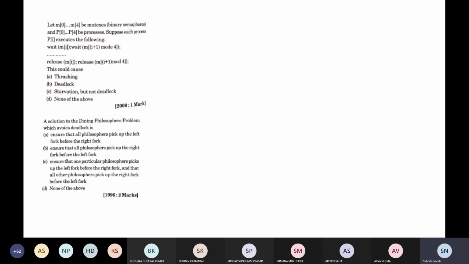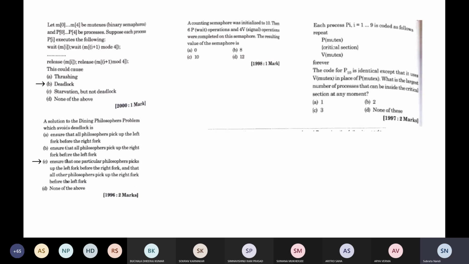C. So to ensure that one particular philosopher picks up the left fork before the right fork, and that all other philosophers pick up the right fork before the left fork. So just one of them should pick up the forks in a different order than the rest of them. This also we mentioned. So what about the answers for the next two?